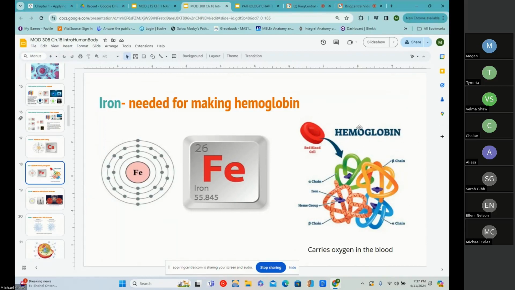I think of the Green Goblin in Spider-Man. He's riding on top of this disc, this hoverboard, and he's going to the lungs and picking up oxygen molecules and bringing them down to each cell.